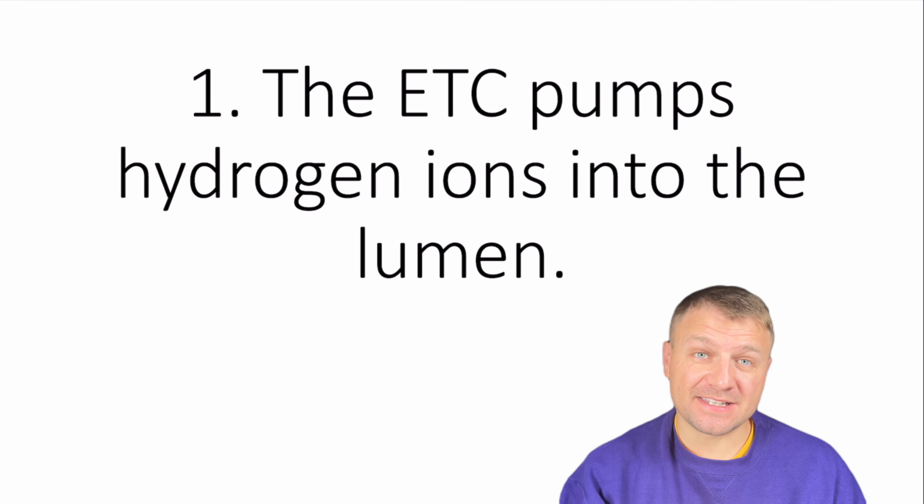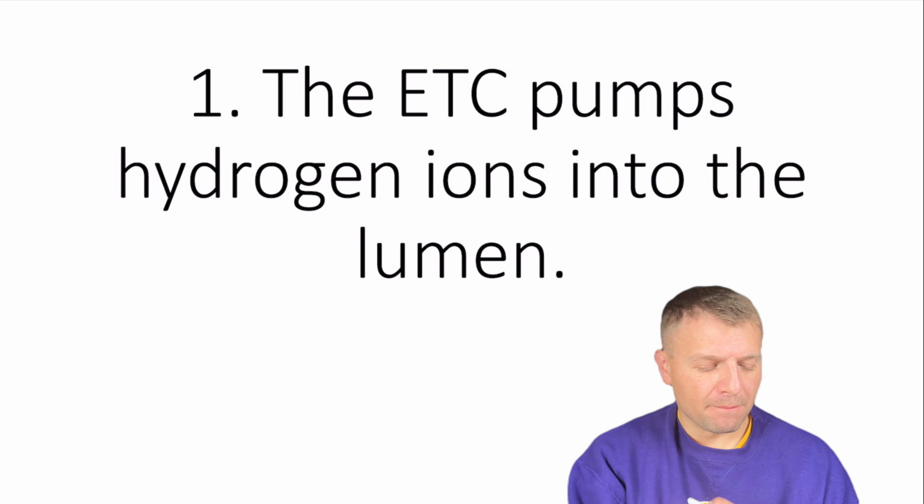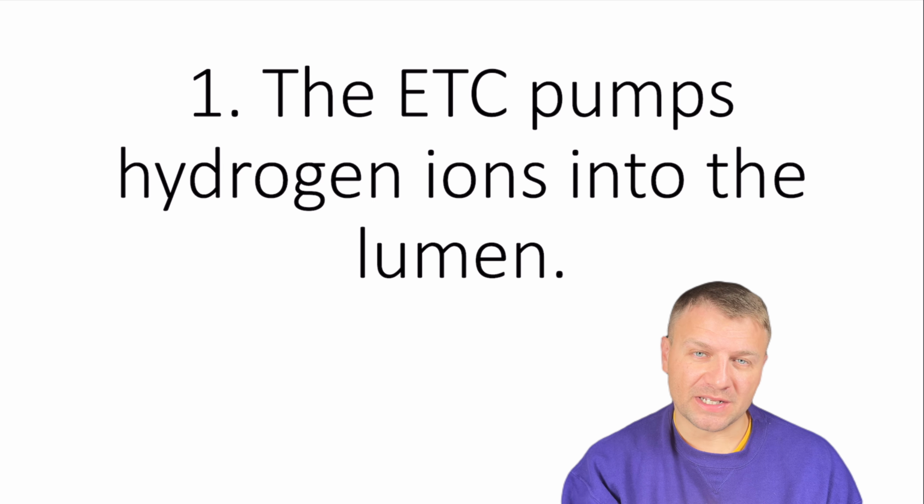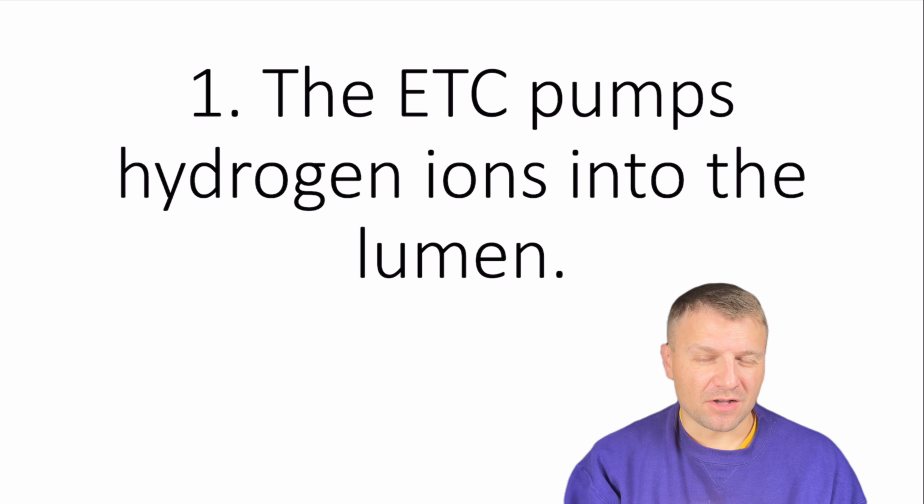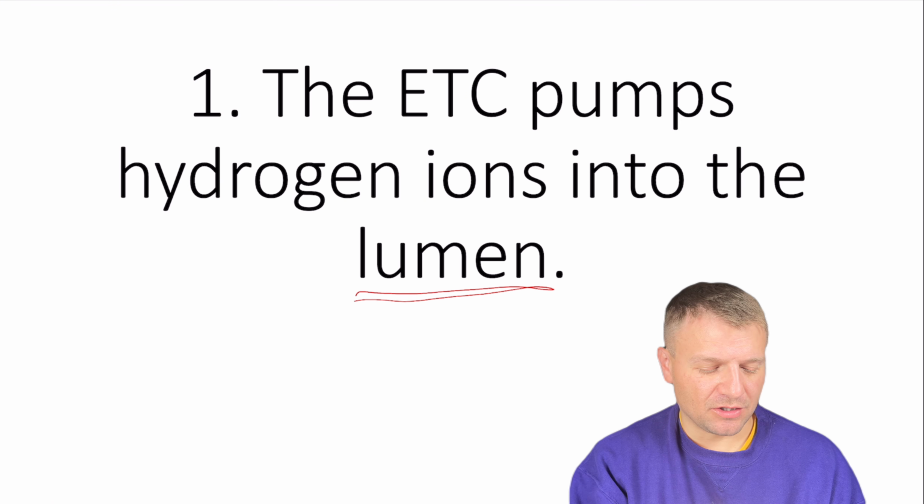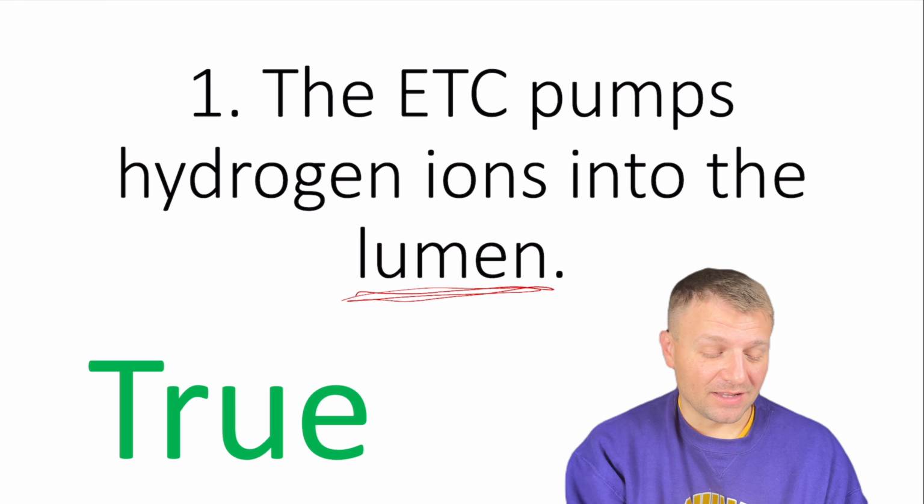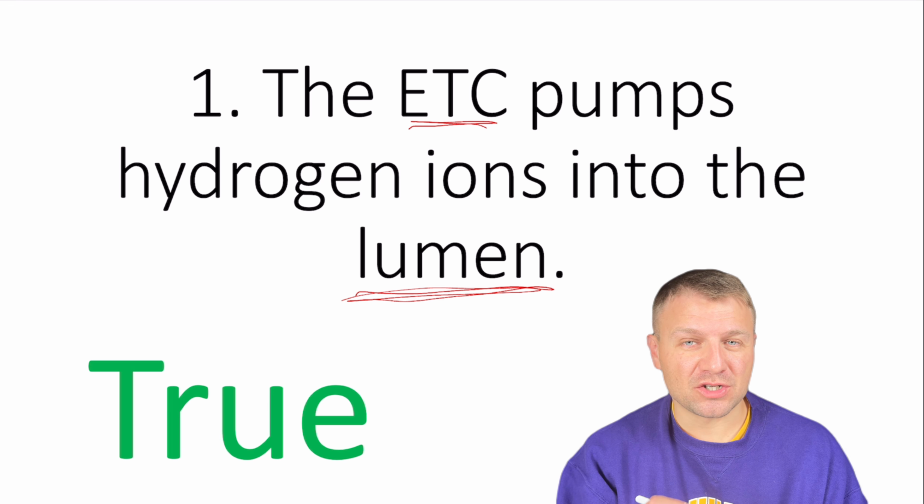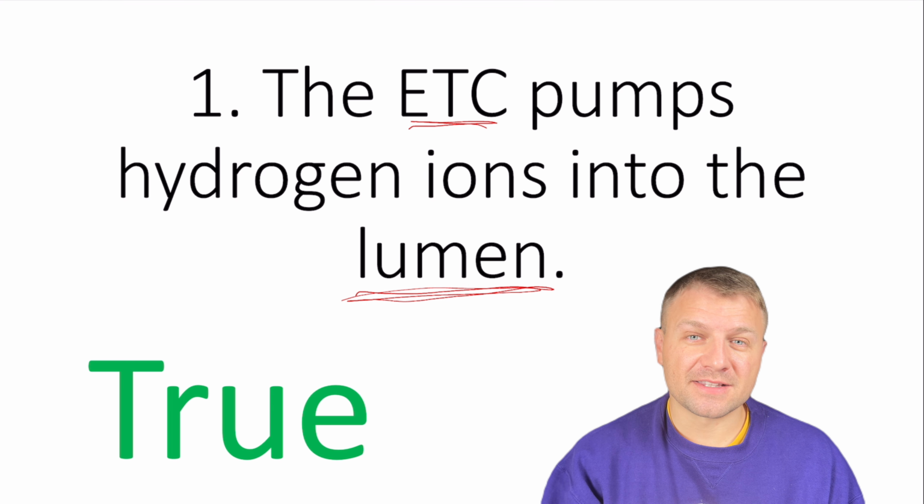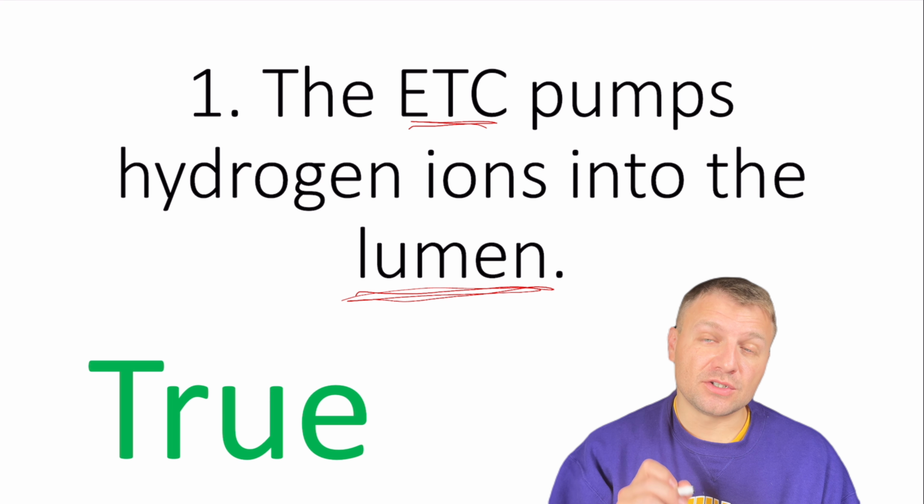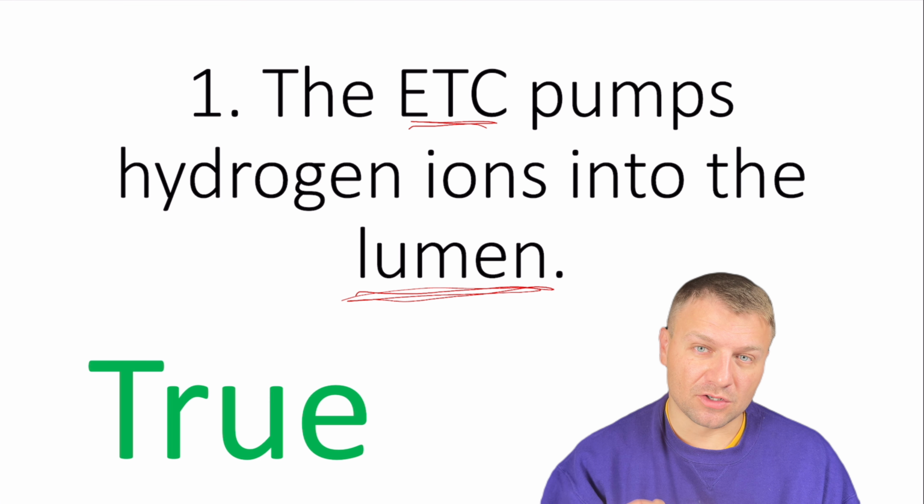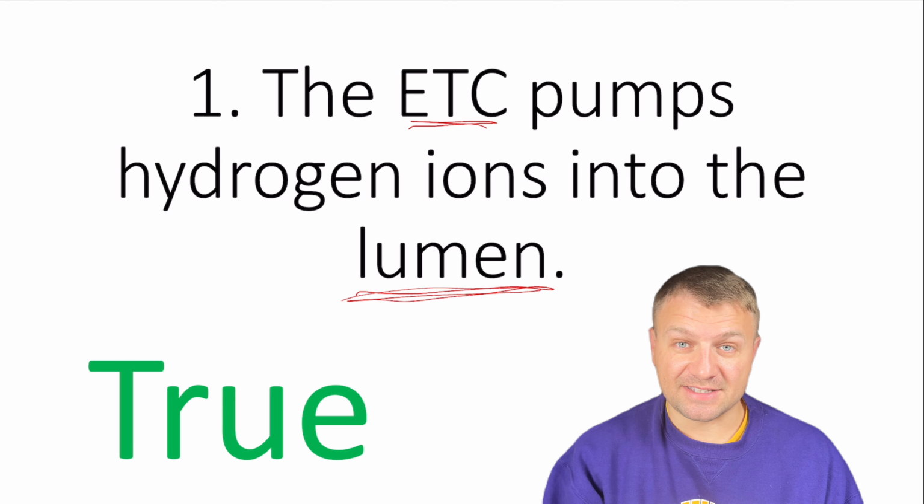Number 1, the ETC, or the electron transport chain, pumps hydrogen ions into the lumen. Is this true or false? I'll give you a hint here. The main word that this is testing you on is lumen. Do they pump it into the lumen? Yes, they do. The electron transport chain pumps the hydrogen ions into the lumen, while the enzyme ATP synthase is going to use that concentration gradient between the lumen and stroma to make ATP.